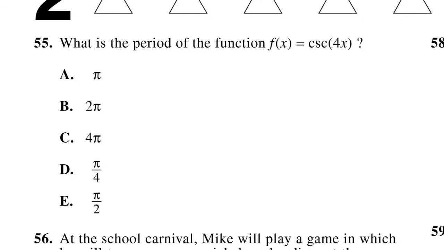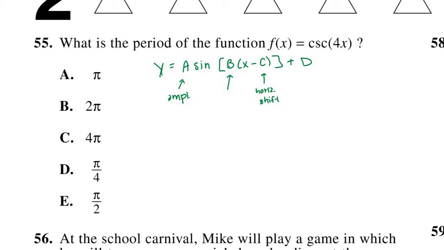Number 55, what is the period of the function f of x is equal to cosecant 4x? If we remember our standard equation for trig functions, we know y is equal to a sine of b x minus c plus d. A would be amplitude, b is going to give us the period of the function, but we'll come back to that. C is the horizontal shift, and D is vertical shift.